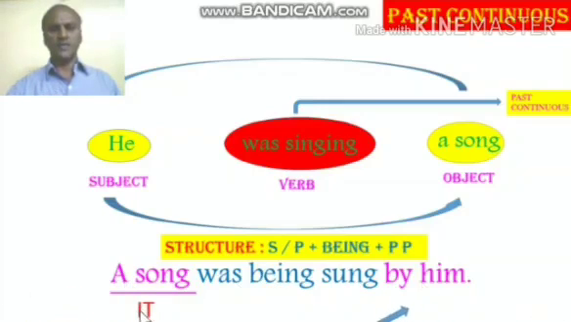Number, we get it, third person singular. So the verb also must be singular. Then as per the structure, we have to use being. Then finally, we have to change the verb into past participle. Sing, sang, sung. Sung is the past participle of the verb sing. So we get the answer: a song was being sung by him.